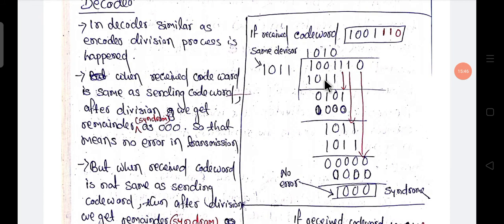You have understood the concept behind the encoder and decoder process. This whole process is called CRC. Okay, thank you.